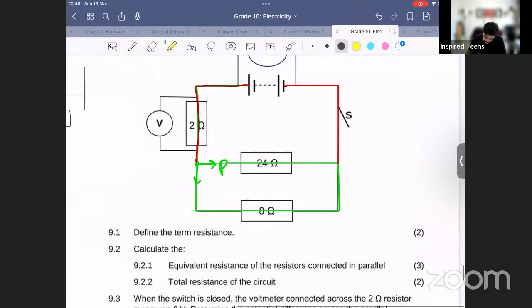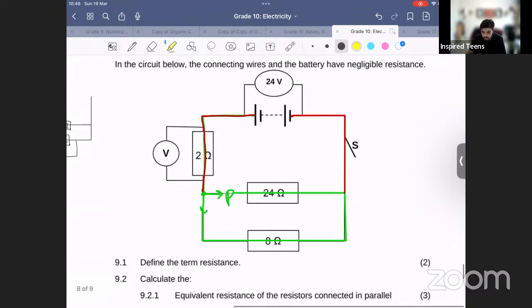Okay, calculate the equivalent resistance. We're going to end a bit late. For those of you who want to try this, I'm going to give you 1 or 2 minutes to try this question. 9.2.1, equivalent resistance of the resistors connected in parallel. Calculate the equivalent resistance of the resistors connected in parallel. You have 2 minutes, and then I'll do it quickly as well.